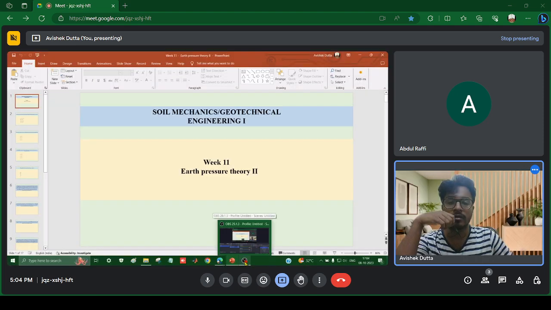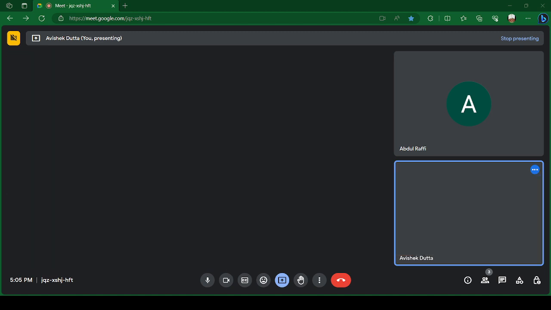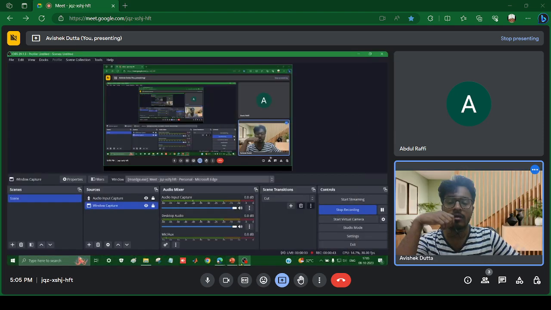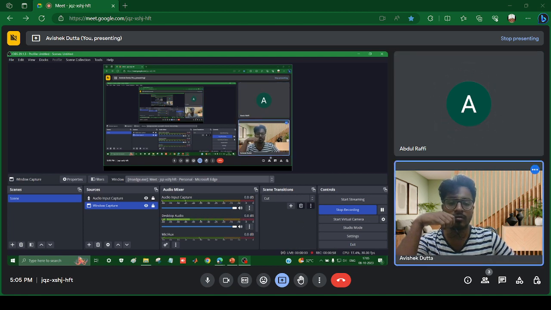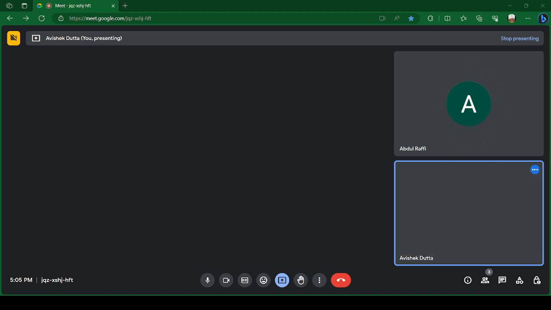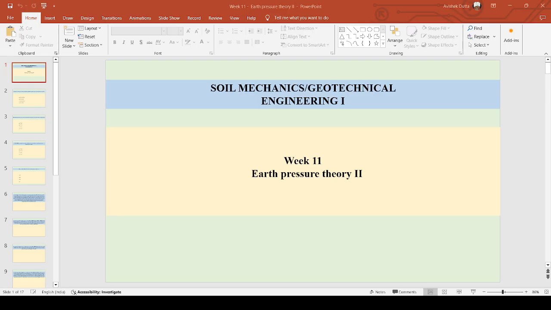Let the others join, because today there are going to be some numericals mainly based on the earth pressure theory, and that needs to be solved in the class itself. I'll be giving you some time to solve it like the previous days, but today I believe we are going to need some more time because the sums are a bit lengthy. It also has some diagrams.